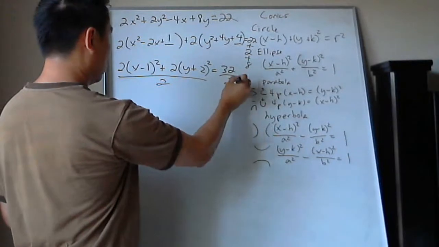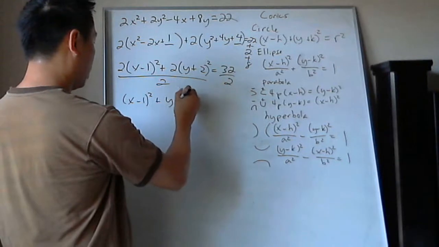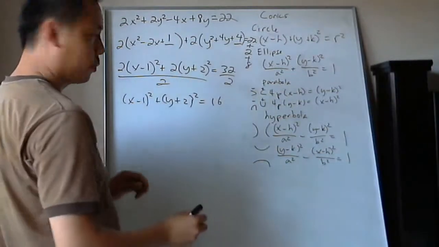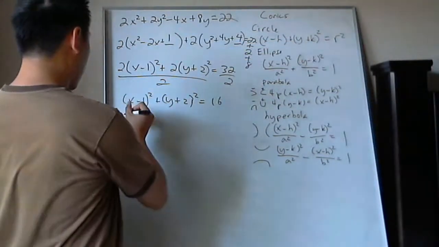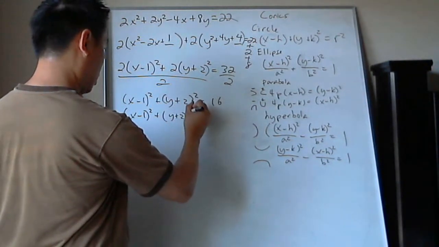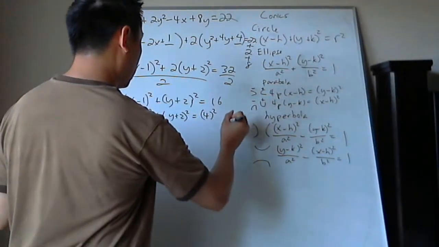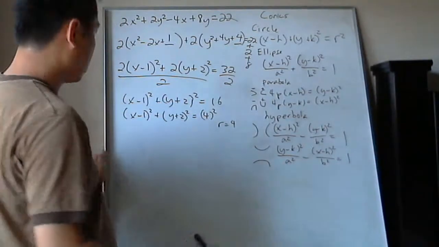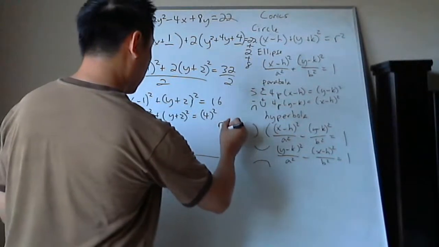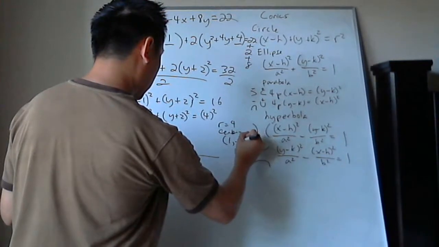So let's divide by 2. Okay, so I'll get x minus 1 squared plus y plus 2 squared equals 16. Or I'll write it in this format, the r squared format, which is this. So r here is 4, the radius. So to graph this, I can see the center equals 1 comma negative 2.